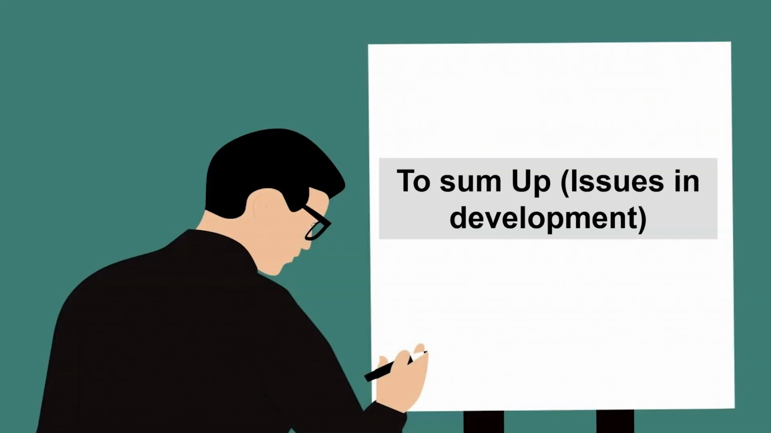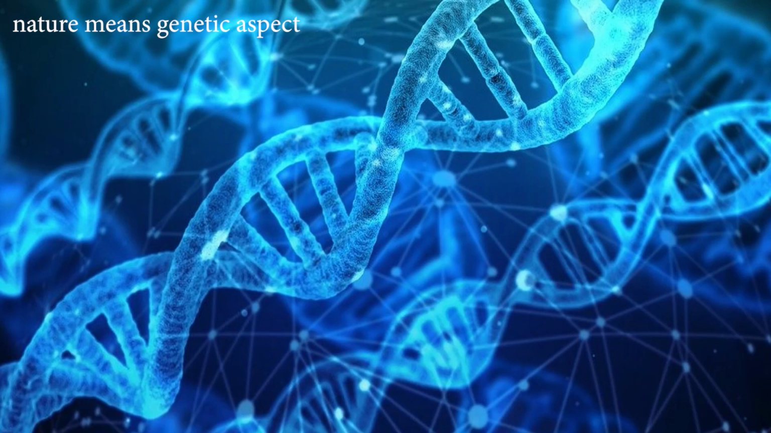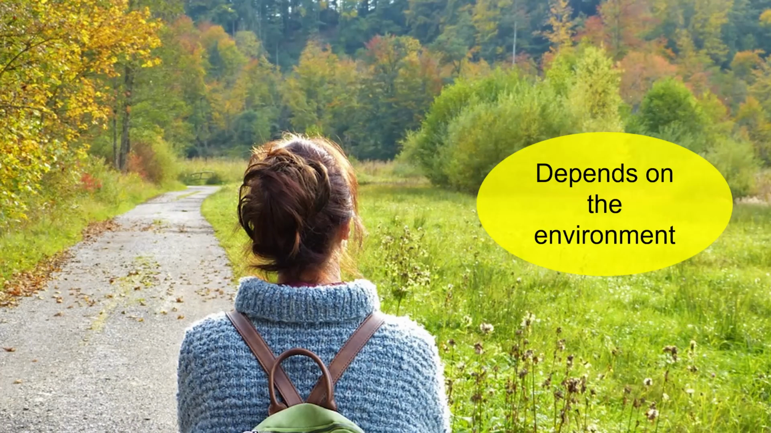Now let me sum up by highlighting the issues in development. We have understood all the principles of development, but there are issues, whether it is nature or nurture that causes the development of the individual. Here nature means the genetic aspect. So is it only the genetic aspect that determines development, or only the nurture, that is, the environment being provided to the individual? But the fact is that an individual's development is determined both by nature and nurture. So development is the product of both.